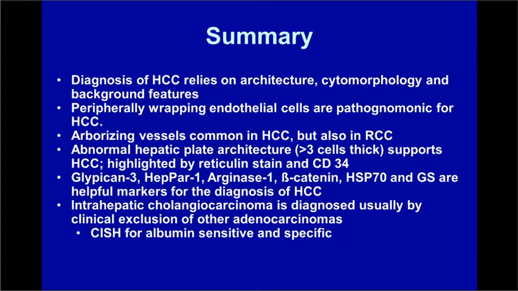We need to rely on the loss of the normal hepatic plate to support malignancy, and we can highlight this with a reticulin stain and CD34. There are a number of markers that are useful for recognizing a nodule as being hepatocytic in differentiation, such as HepPar and arginase, and a number of other markers that can tell us if it's benign or malignant, including glypican-3, beta-catenin, heat shock protein 70, and glutamine synthetase. Usually when we're diagnosing intrahepatic cholangiocarcinoma, we have to rely on the clinical history and imaging. This in situ hybridization test for albumin is promising, but as we can see now, it may not have the sensitivity and specificity that was originally reported.